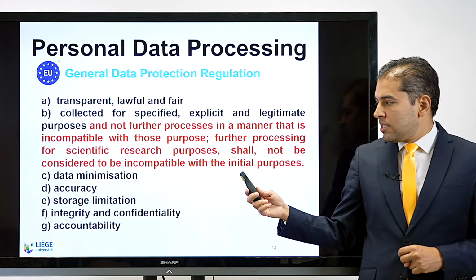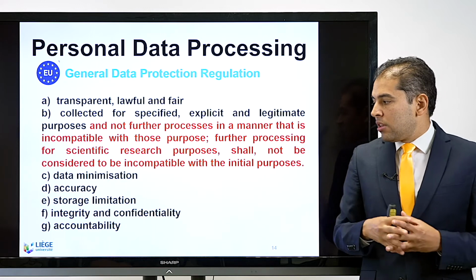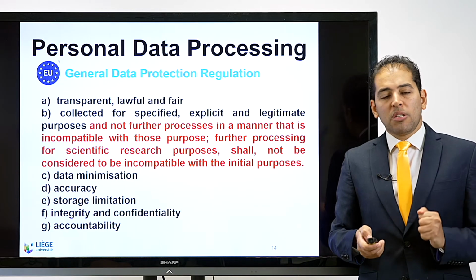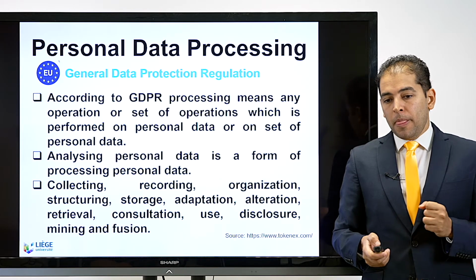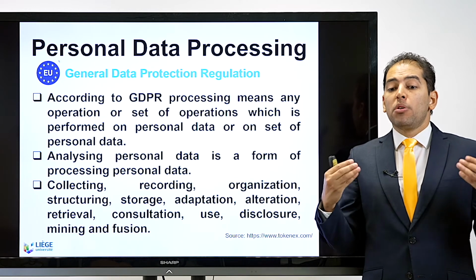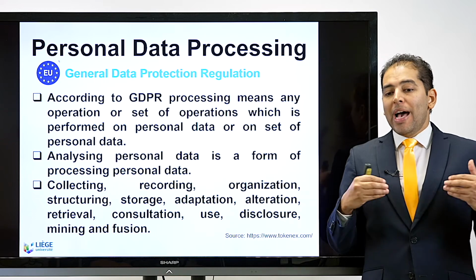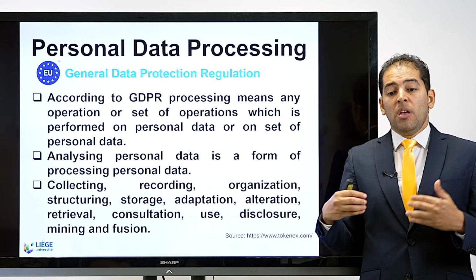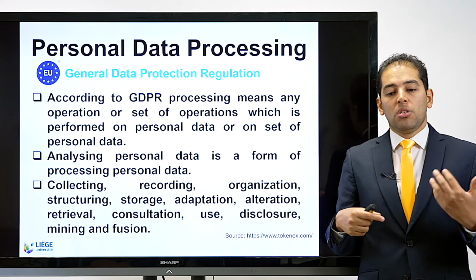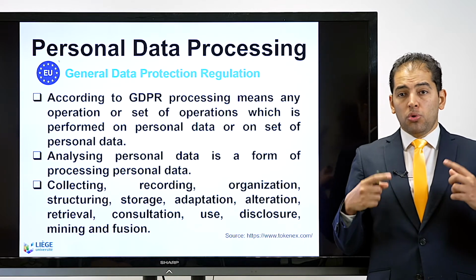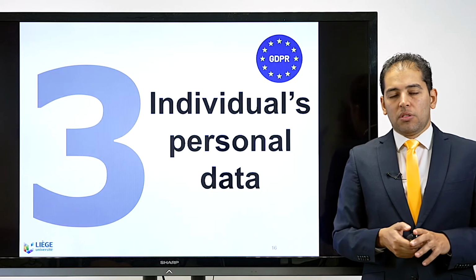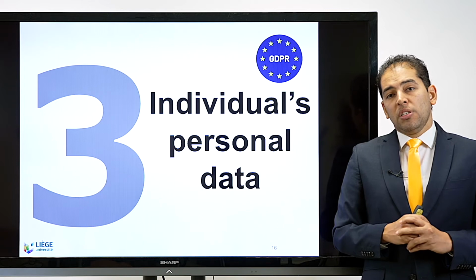Data minimization is very important in this sense, and the accuracy of the data, the storage limitation, the integrity and the confidentiality and accountability of the data make a big part of this equation. So these are the very important rules that must be respected when you are processing personal data. According to the GDPR, processing means any operation or set of operations which is performed on personal data or on sets of personal data. Analyzing personal data is a form of processing personal data. It involves collecting, recording, organization, restructuring, storage, adaptation, alteration, retrieval, consultation, use, disclosure, mining, and fusion. So those are all the different acts that can be associated with data, and when we talk about data processing, it covers all these actions.